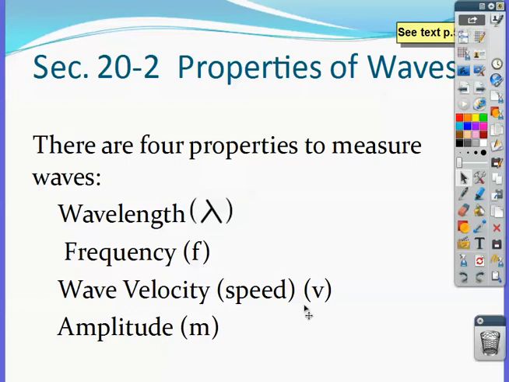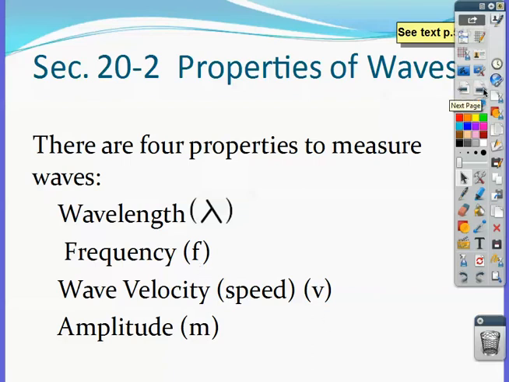And the symbols that you see on the side here, whether it's this Greek letter lambda, F, V, or M, this is what would show up as a letter in a formula. So if you see the Greek letter lambda in a formula, they're talking about wavelength. If you see the letter F in a formula, they're talking about frequency. So that just kind of is what these symbols on the side are.